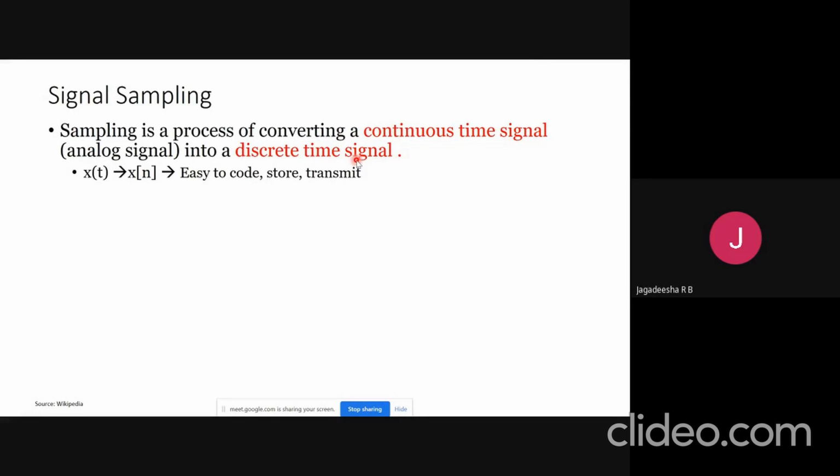And how do we do that? That is the overall story of the sampling theorem. The input here is a continuous time signal, and we want to convert it into a discrete time signal. x of t is the normal notation used to represent a continuous time varying signal. We want to convert it into x of n. That means we do not want the amplitude variations of a signal at every instant of time, but only at specific time instants. That is, we are moving from x of t to x of n.